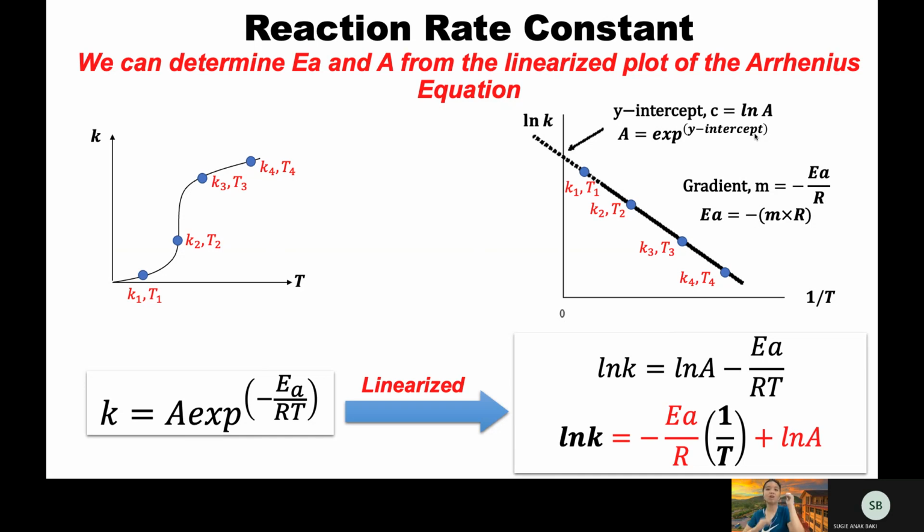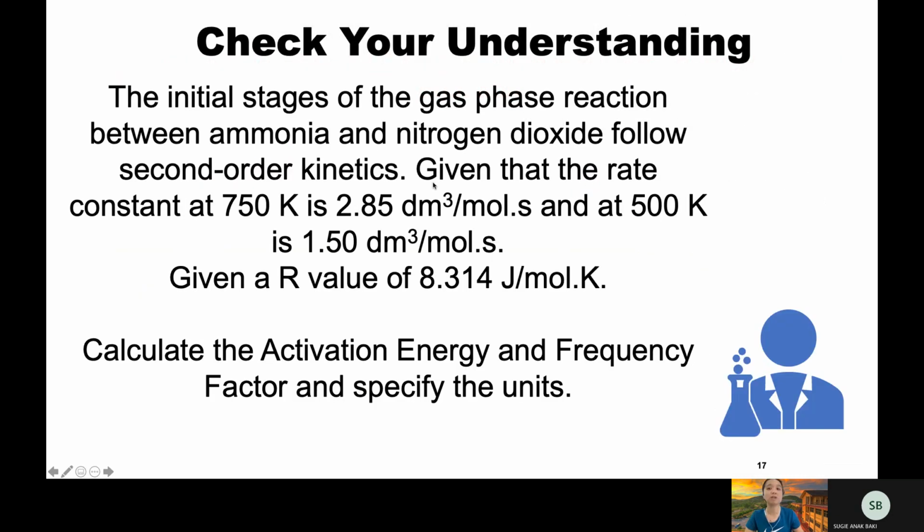You know right? Mathematics kan? Kalau ln A sama dengan 5, A sama dengan exponential 5. So you press your calculator, exponential 5, or you can find from any other ways, you will get your A. So that's how actually we determine A and EA from the Arrhenius equation by plotting a graph. Okay, so buat eksperimen, cari K1, T1, K2, T2, so on and so forth. Plot, dan kita linearize, plot graph ln K versus 1 per temperature. You will get your EA, you will get your A. Okay, so that's how we actually obtain from experiment.